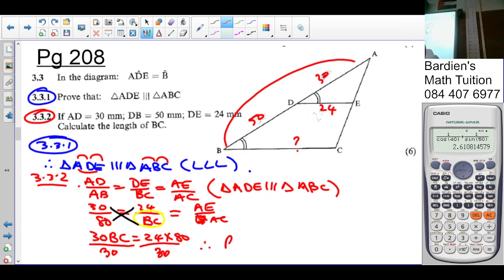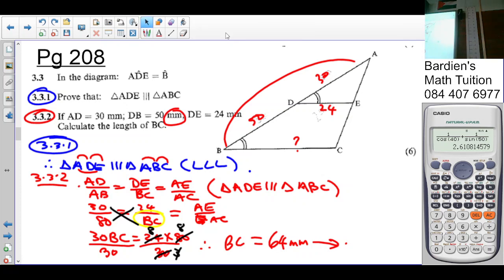So therefore BC, 10 goes into 80 8 times, 10 goes into 30 3 times. Not so? 3 goes into 3 once, 3 goes into 24, 8 times. What's 8 times 8? So it's going to equal 64 millimeters, because the units are given in millimeters.